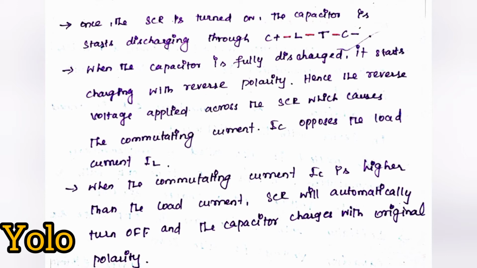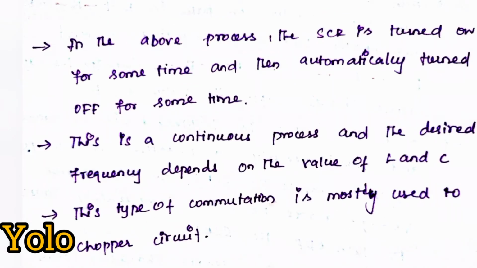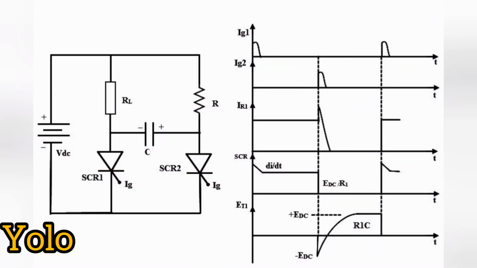When the commutating current IC is higher than the load current, the SCR will automatically turn off and the capacitor charges with the original polarity. In the above process, the SCR is turned on for some time and then automatically turned off for some time. This is a continuous process and the frequency depends on the values of L and C. This type of commutation is mostly used in chopper circuits.